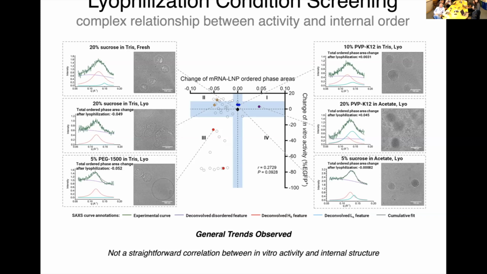So that top left, 20% sucrose in Tris, that's fresh, and then right below it is after lyophilization. No, I'm talking about the SAXS data and the cryo-EM data. Oh, this one, yeah. So those are the 2 comparisons. That's typical change, protected by 20% sucrose in Tris. And then you can see in the cryo-EM it expands, the tubes get bigger. And after lyophilization, there are actually some cases where the apparent efficacy increases.